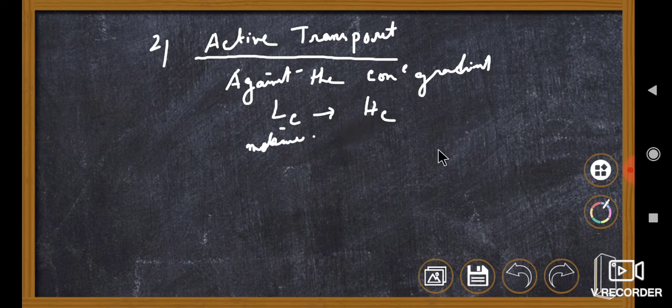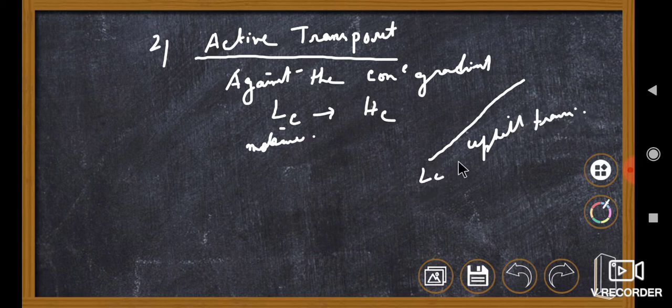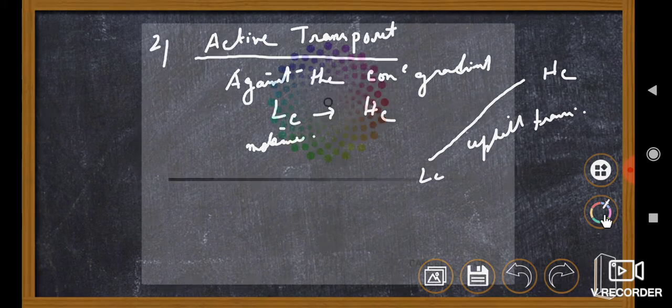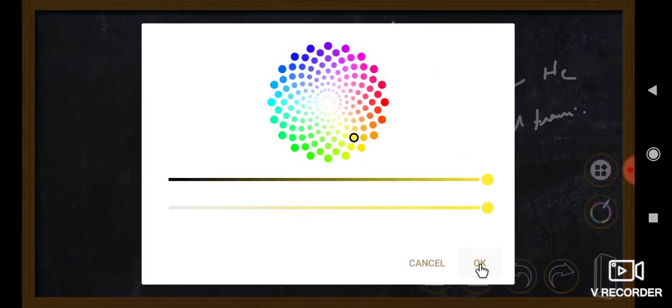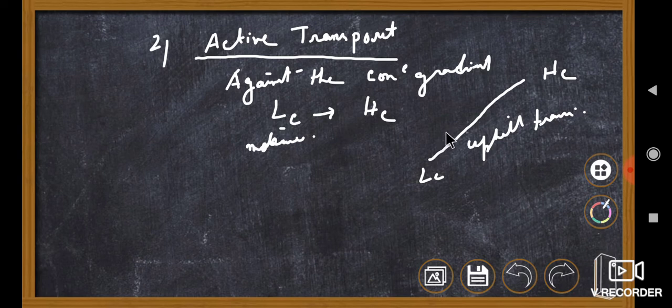And it can be compared to as if we are climbing up a hill, so it is also known as uphill transport. Why? Because we are going from lower concentration to higher concentration, against the concentration gradient. And since we are going against the concentration gradient, that is why we have to do some work. Work done means we need some energy, right? Energy is required in the form of ATP.